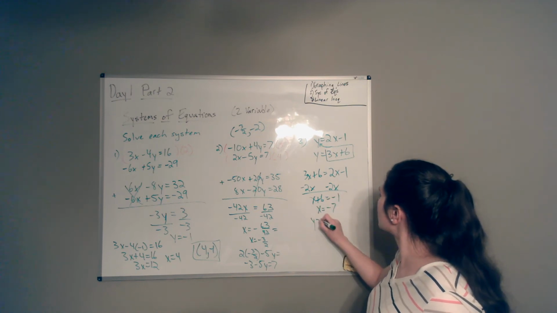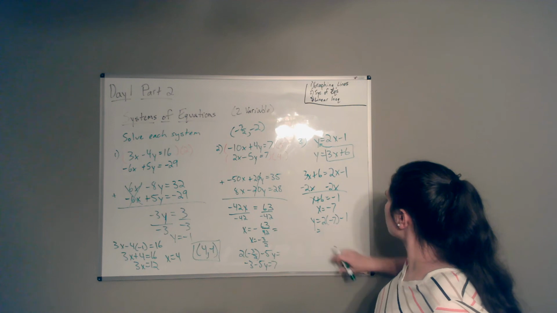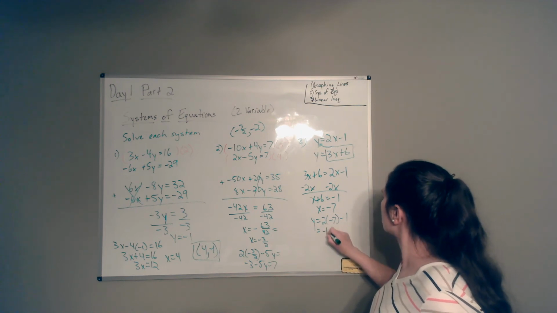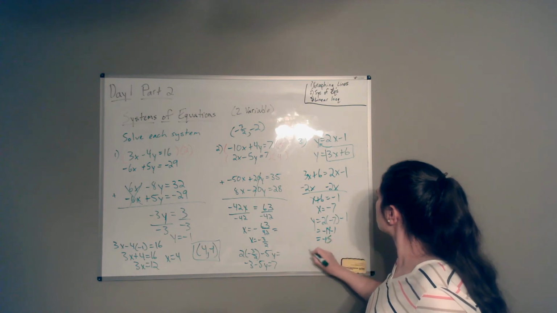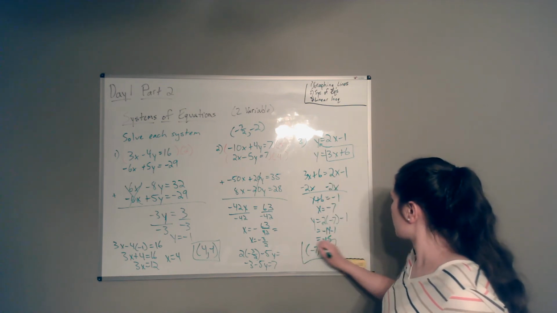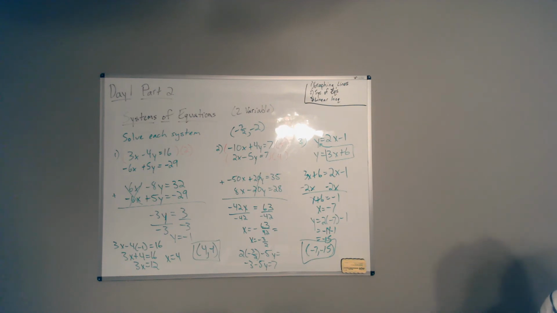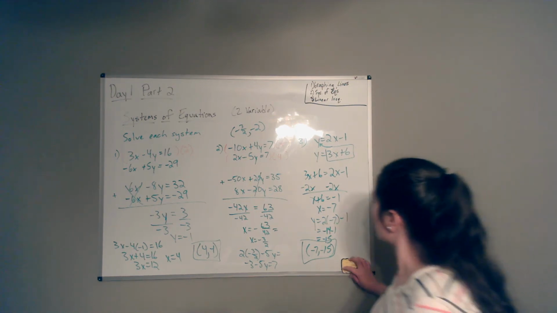Now plug it in. y equals 2 times negative 7 minus 1. 2 times negative 7 is going to be negative 14 minus 1, negative 15. So that gives us negative 7 comma negative 15 as our answer for number 3. Okay, so now what I want to do is go over 2 special types of systems of equations. And I'm just looking for a problem here. Here we go. All right.